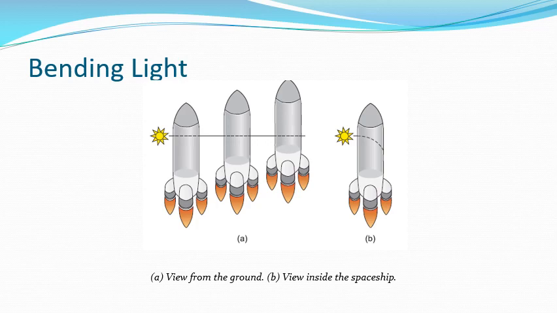And because of the equivalence principle, if that is true for acceleration, then light can also follow a curved path when we're looking at gravitation.